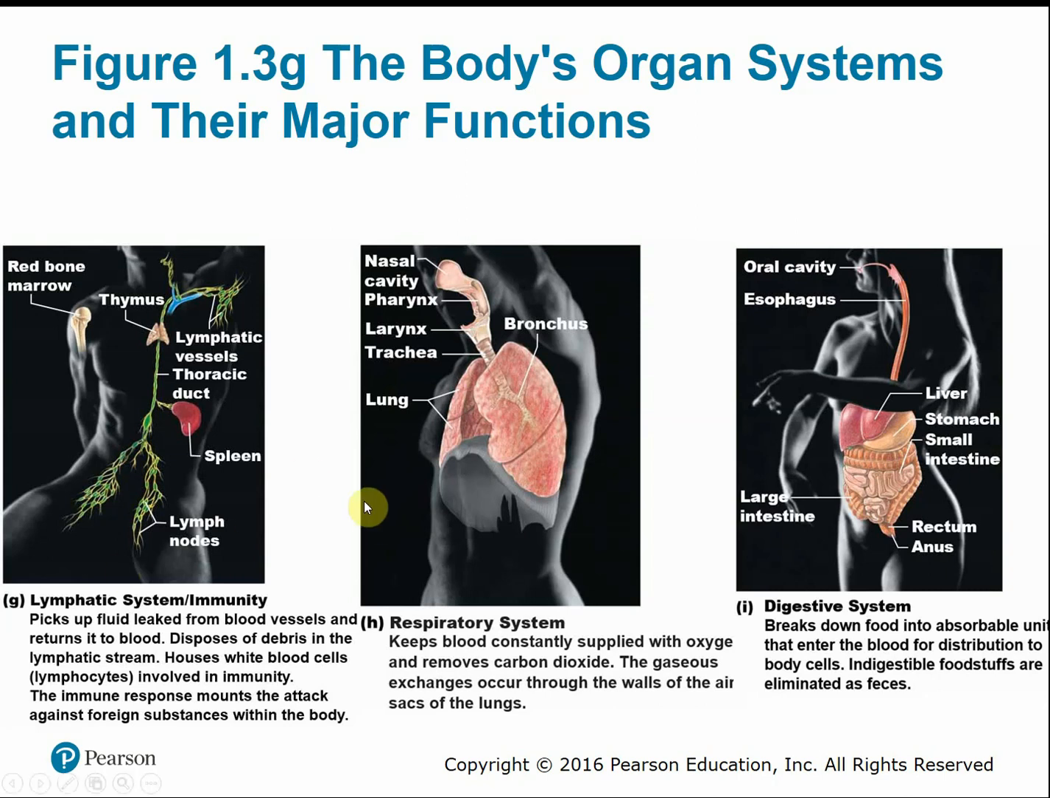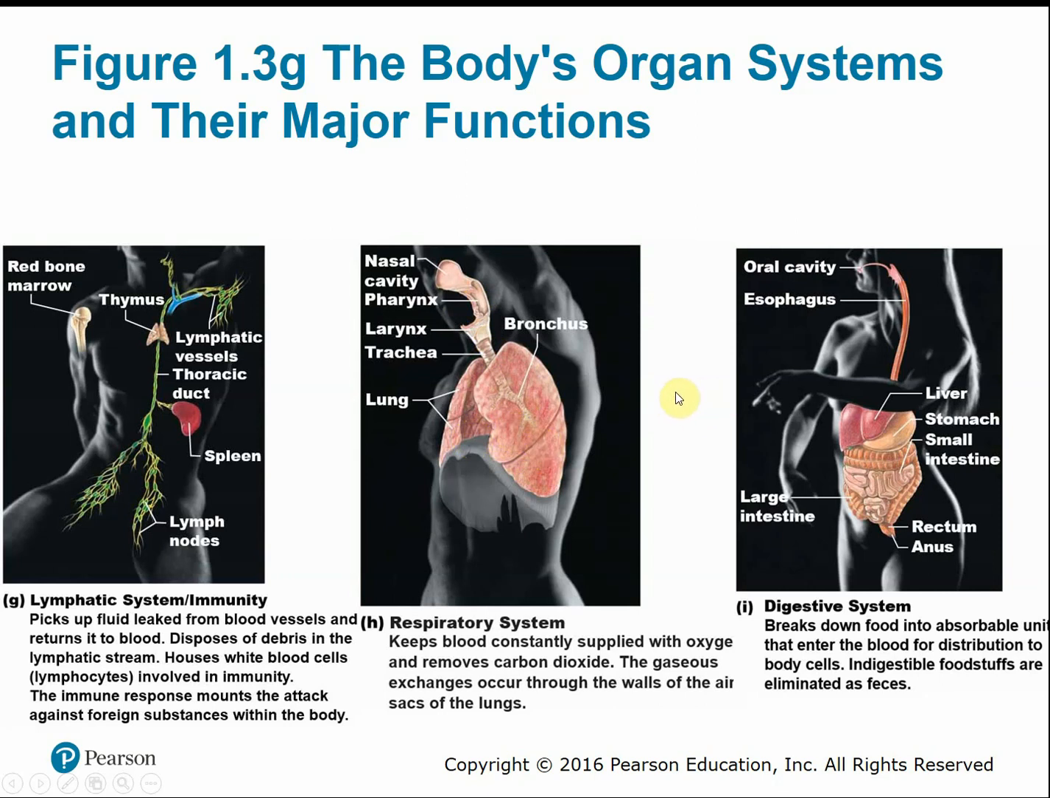The respiratory system is going to keep our blood constantly supplied with that oxygen that our tissues need. It's also going to be how we excrete or remove carbon dioxide waste from the body when we exhale. So the gas exchange with the blood is going to take place within the air sacs in the lungs. So there are lots and lots of blood vessels and capillaries within the air sacs in the lungs. So when you inhale the oxygen, it makes contact with those capillaries and then is transferred to the cardiovascular system.